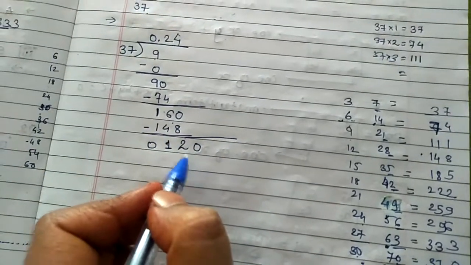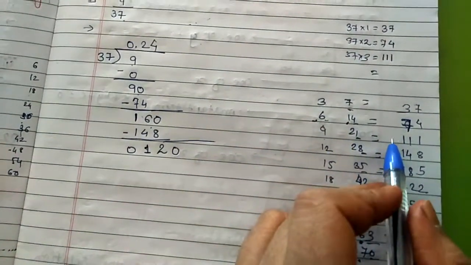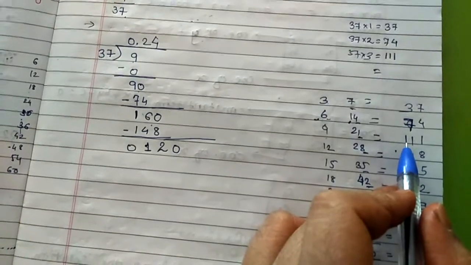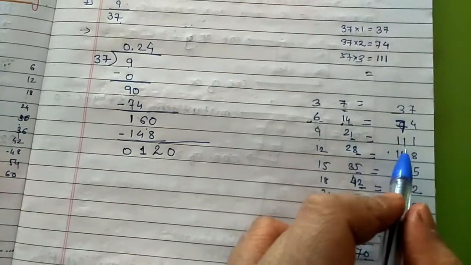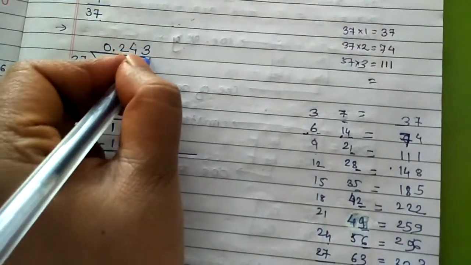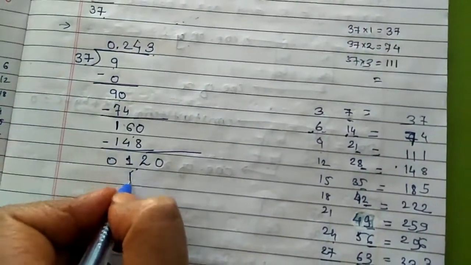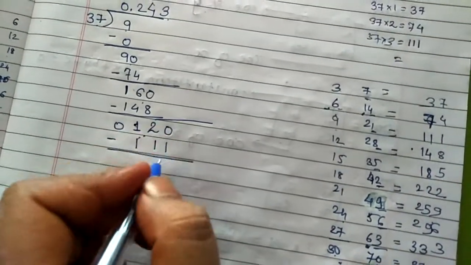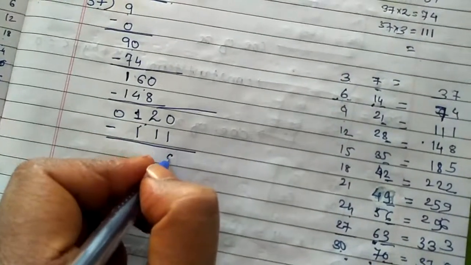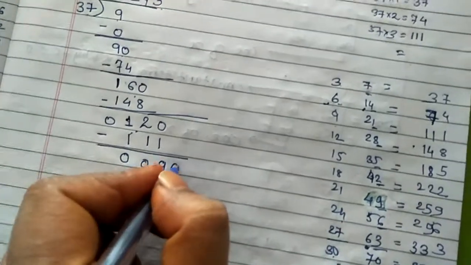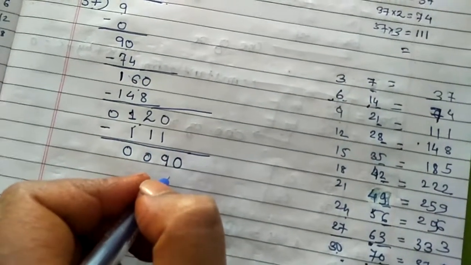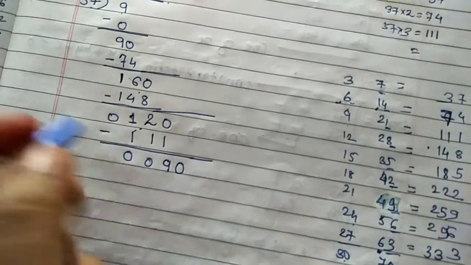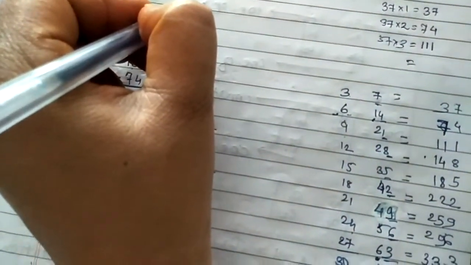So now next one, 120. 120 is near to 111, and it is 3, means 37 3s are 111. So 37 3s is 111, minus sign. So here what we are getting? 10 minus 1, 9, here 0, again 0, again we are getting 90. So 90, after we are getting 19, same here.